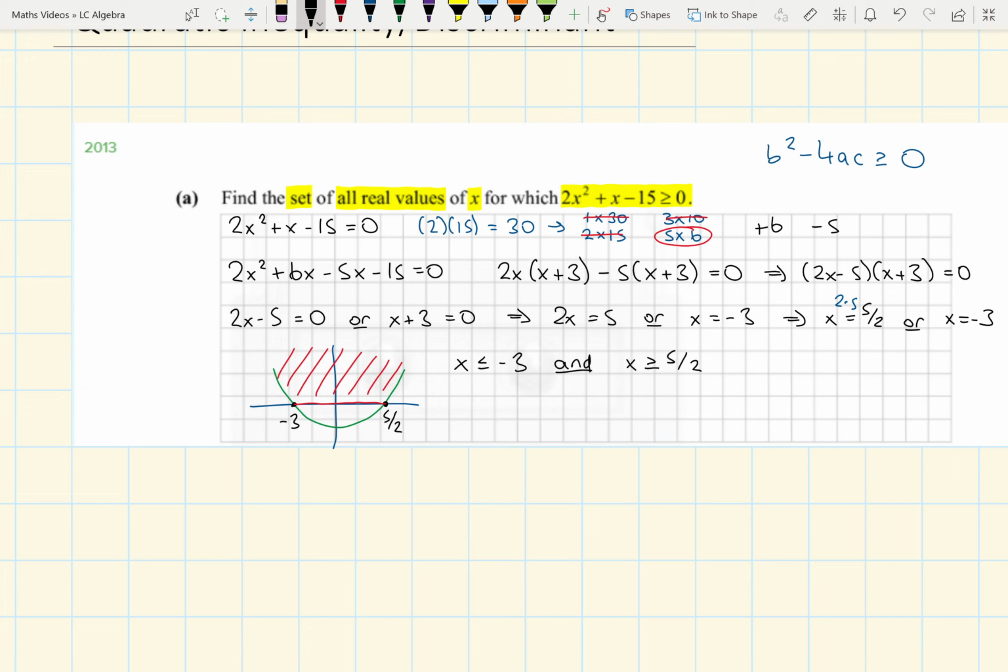Okay, so all we need to do now at the end is use our set notation as they asked us to at the start of the question. So curly brackets, we have x such that x is less than or equal to minus 3, union x such that x is greater than or equal to 5 over 2. And that's that question done.